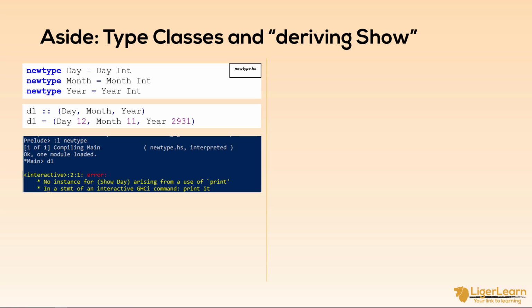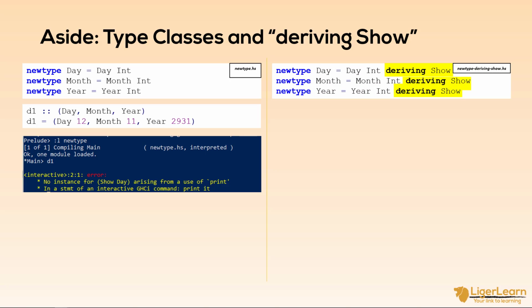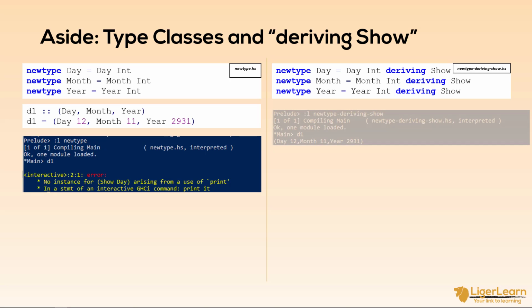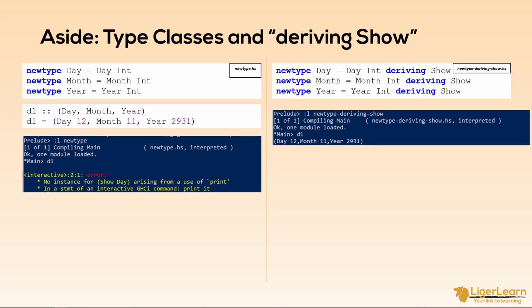So for now, I'm going to ask you to take a leap of faith and add the code deriving show to the end of the type declarations and reload your GHCI session. And now when you try to see your values in GHCI, they appear as you would expect.